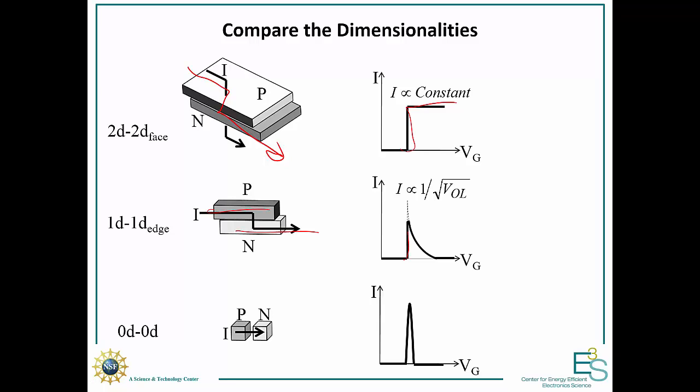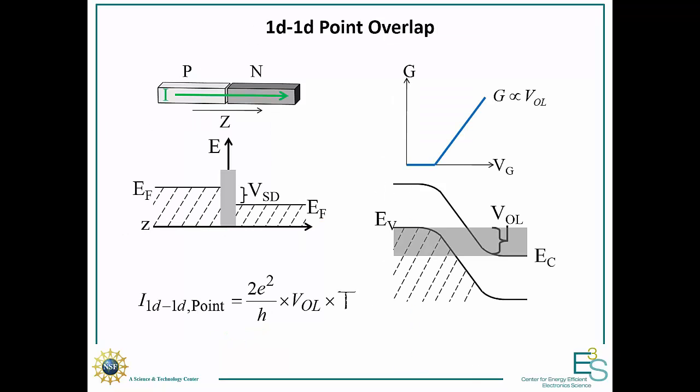Our turn-on goes as the square root of the voltage, actually, and it's just following a 1D density of states. And if we're tunneling between two dots, our turn-on looks like a delta function. We only get current when the level in each dot aligns. So now, let me explain where some of these curves came from.